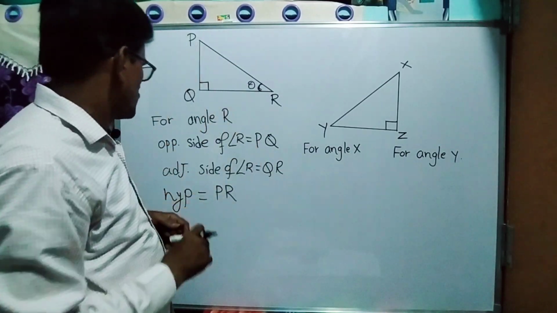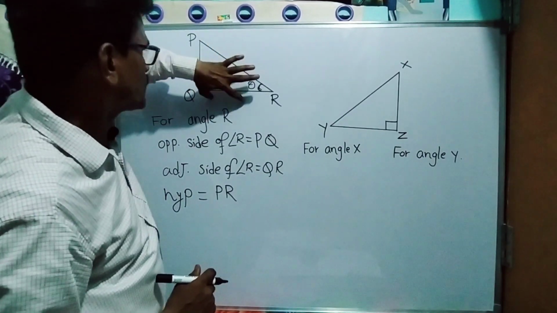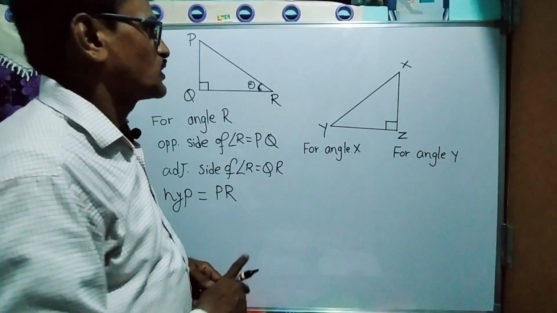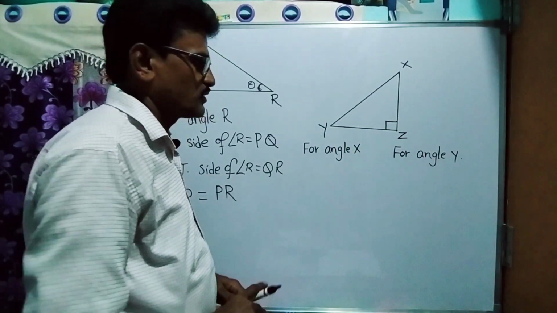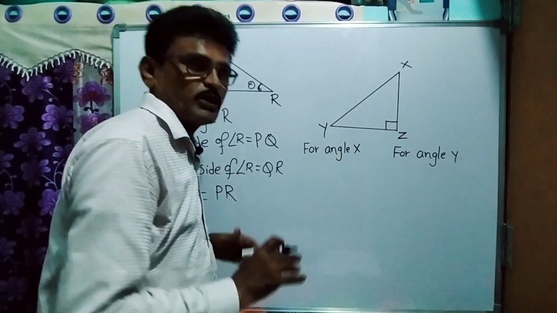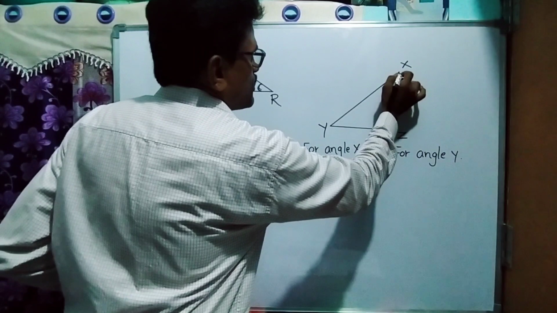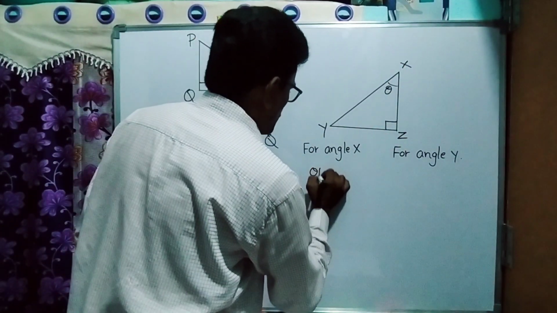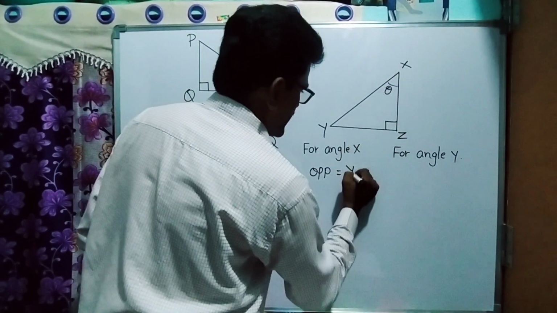Now what is opposite for this? PQ. What is adjacent? QR. What is hypotenuse? PR. Now come to this figure. This is the right angle triangle XYZ and the right angle is at Z. Now for angle X, first consider this as theta with respect to X. So what is the opposite side? For this, opposite is YZ.